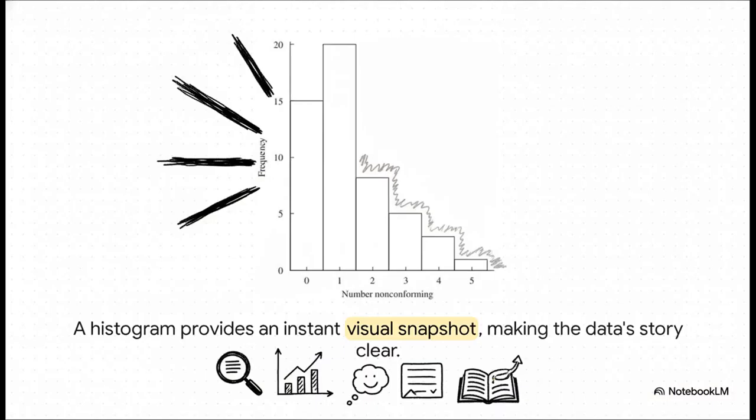And then boom, there it is, the histogram. Instantly, the whole story just becomes crystal clear. You can see the tallest bars are over at 0 and 1. That tells you that most days have very few errors. And then the bars get shorter and shorter as you go to the right, showing that a day with a lot of errors is really, really rare. The entire story just leaps off the page. That is the power of this tool.